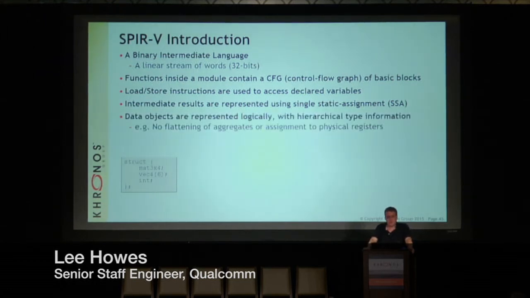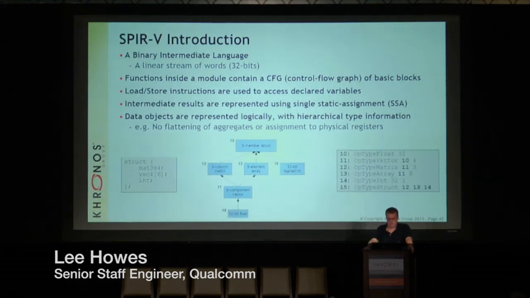One point that's important, and this is particularly important on the graphics side, is that data objects are represented logically with hierarchical type information, so that aggregate objects don't have to be flattened down to physical registers too early, so that this is a representation that's then portable across different devices, and the backend compiler can flatten them. Obviously, for OpenCL, we have certain rules about layouts that reduce the flexibility of what the backend will do, because there are certain guarantees we have to make to the high-level language. And that's an example of a hierarchical type.